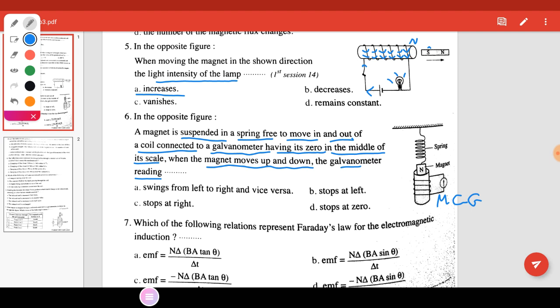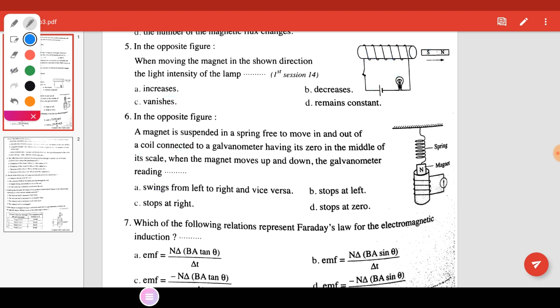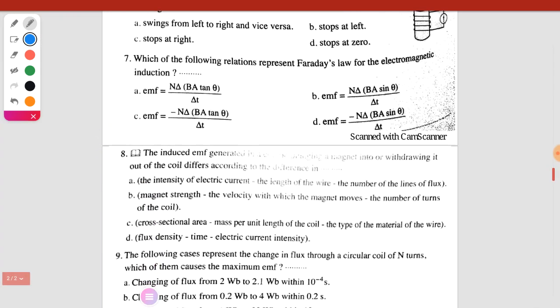If the magnet vibrates, being pushed into and pulled out from the solenoid, there is a change in magnetic flux, but in opposite directions. This means that the galvanometer needle vibrates to the left and to the right, from left to right. This is the guide answer for it. Okay?